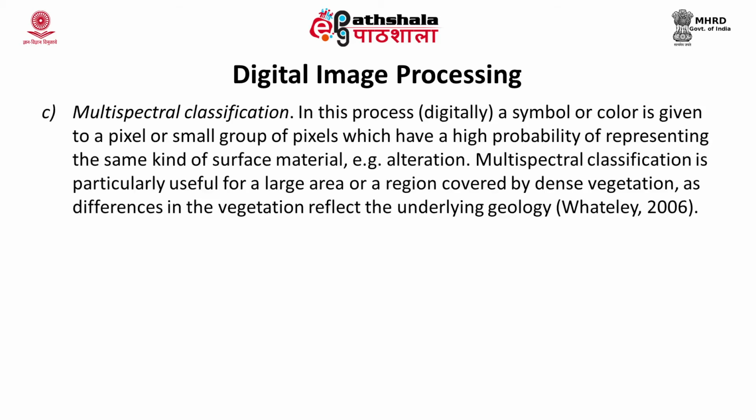Another one is the multispectral classification. In this process, a symbol or color is given to a pixel or a small group of pixels which have a high probability of representing the same kind of surface material, for example, alteration. Multispectral classification is particularly useful for a large area or a region covered by dense vegetation, as a difference in the vegetation reflects the underlying geology. So, using this classification scheme, we can identify, and this process is mainly carried out digitally.